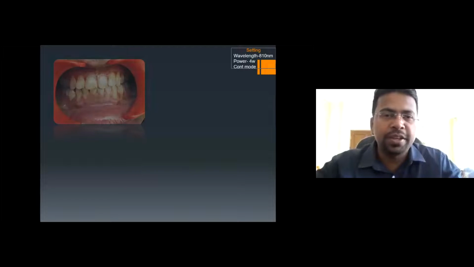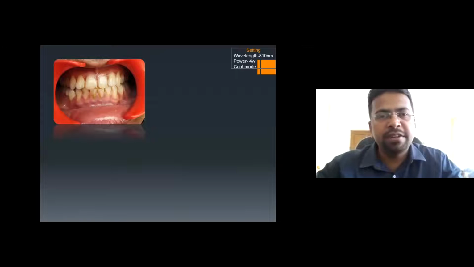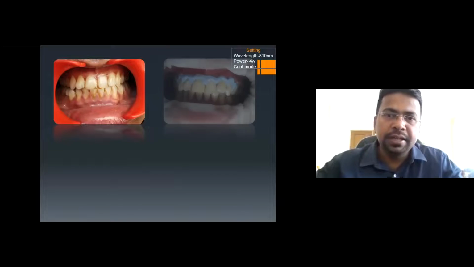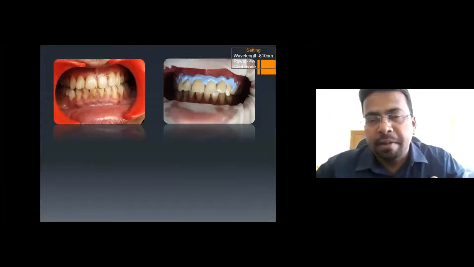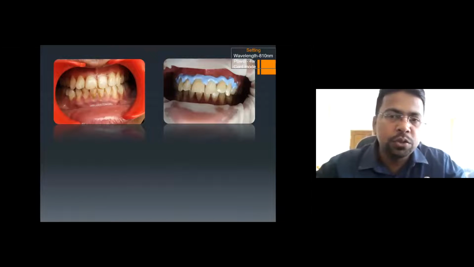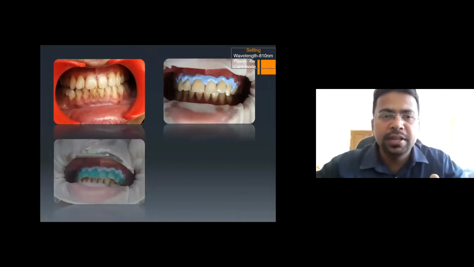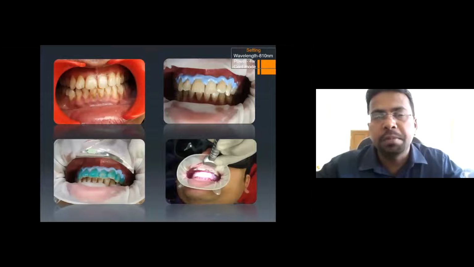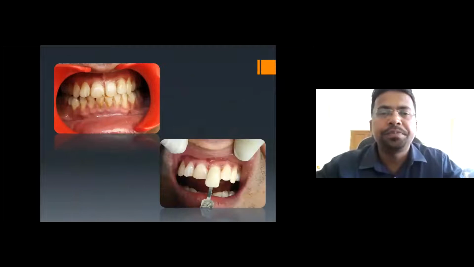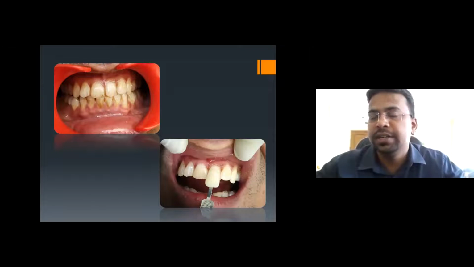Now let's see a case of bleaching step by step. This is a pre-operative photograph of the patient. Then we have performed the scaling and root planing, and after that we have applied the gingival barrier. I have used Optradam over here for the isolation. Then the bleaching agent is applied and irradiated with the help of lasers. This is a pre-operative photograph, and we can see a beautiful post-operative photograph with a lighter shade.